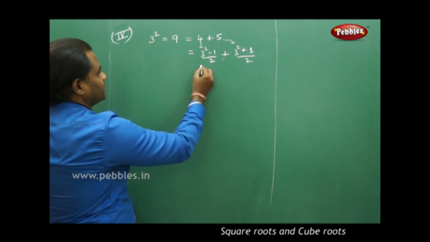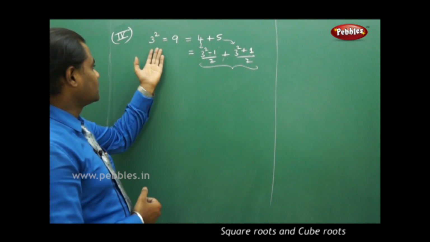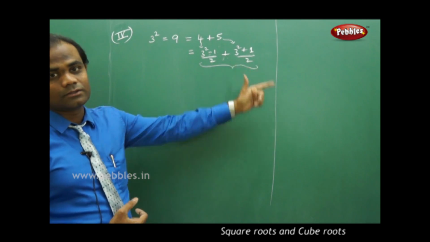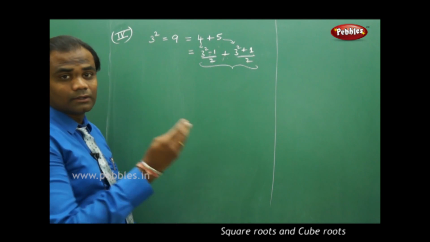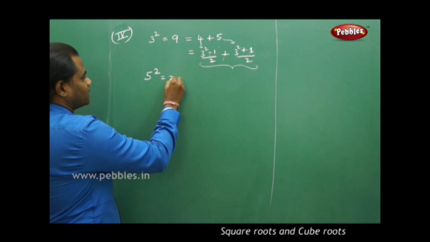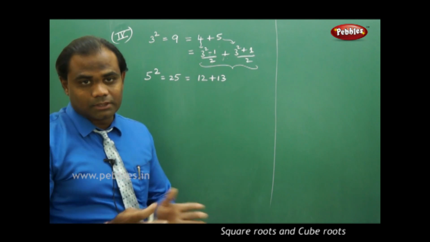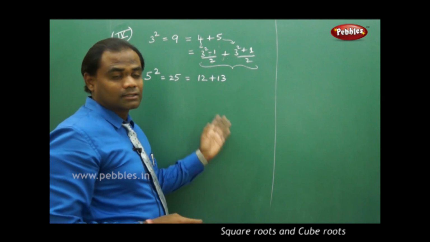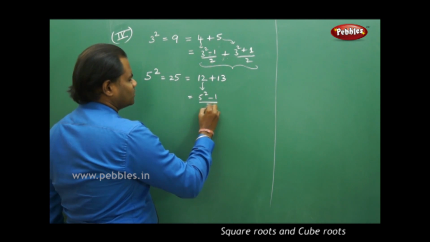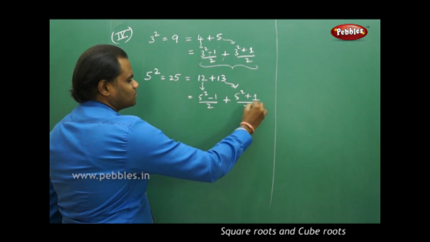So I can split 3 square in the form of 3 square minus 1 by 2 plus 3 square plus 1 by 2. So this is the pattern I identify in the case of an odd number, which when squared gives me this kind of pattern. So let's see if this holds true for the next odd number. Now let me take the next odd number, 5 square, which is 25. I can write 25 as 12 plus 13 if I split along the middle term. Now clearly I see that 12 I can write as 5 squared minus 1 by 2, and 13 can be written as 5 squared plus 1 by 2.